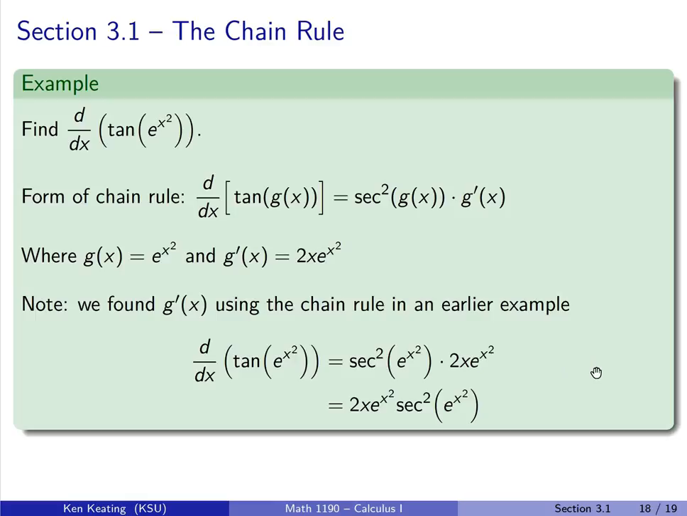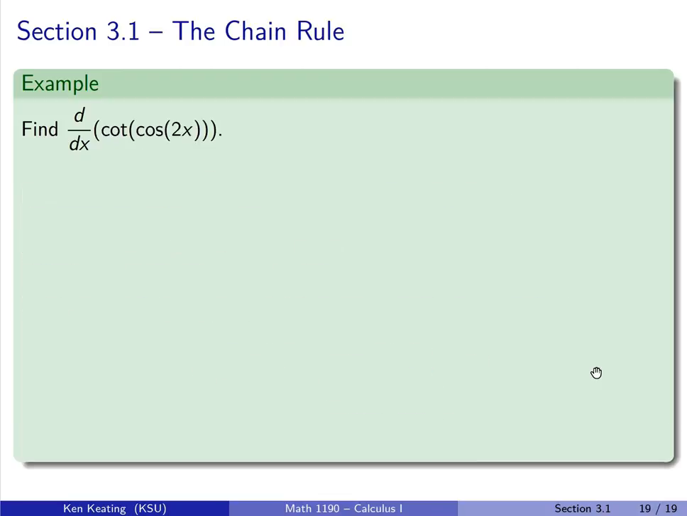So we can nest these chain rules together. We can do a chain rule inside a chain rule. Maybe see one more example of this. So in this case, I want to take the derivative of cotangent of cosine of 2x. So just working from the outside in.